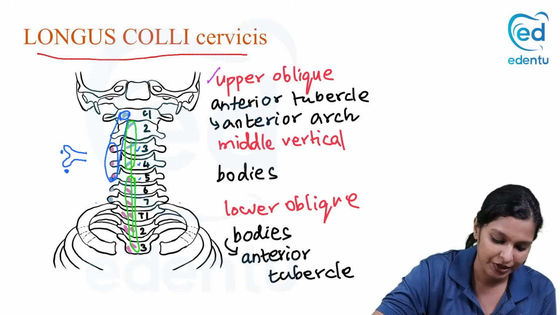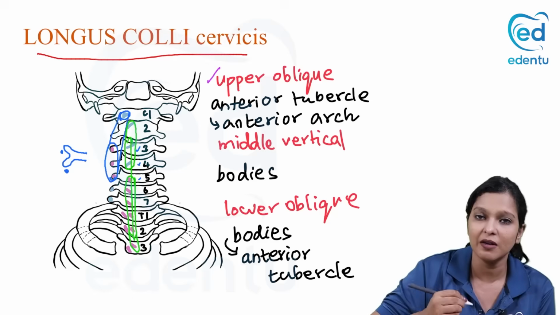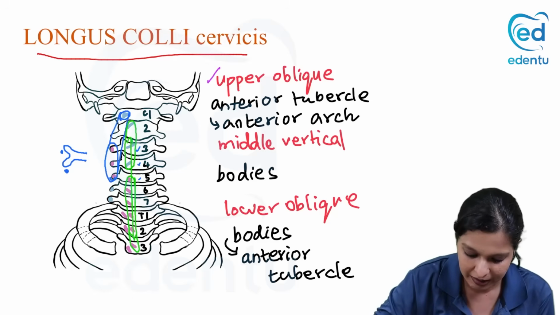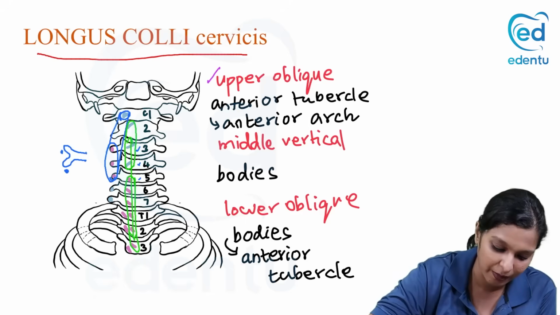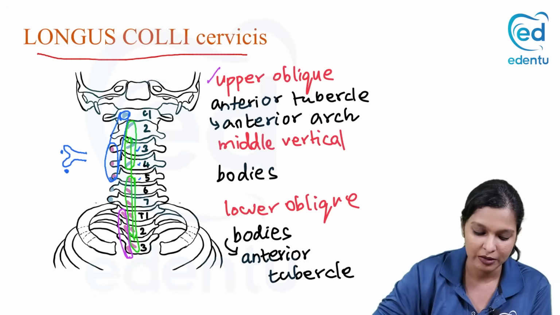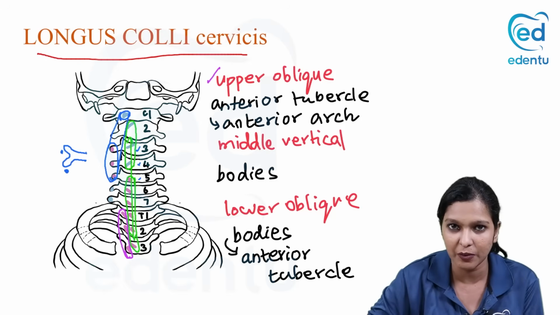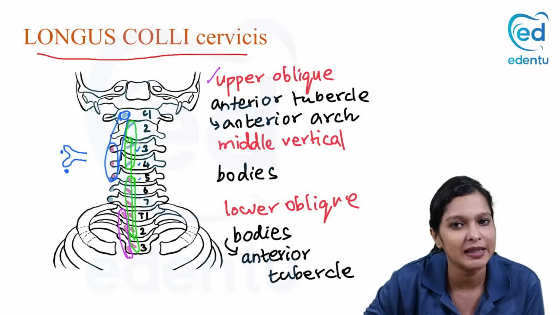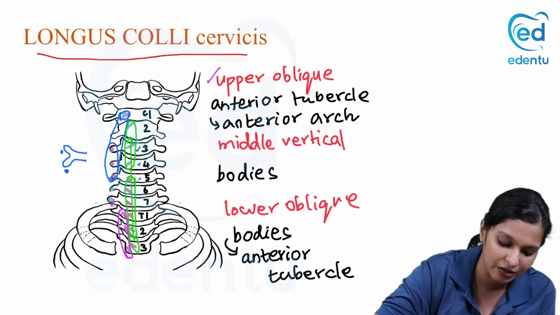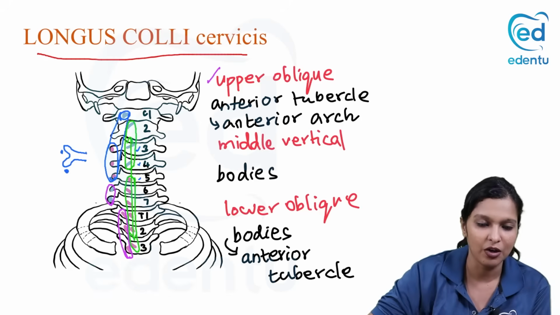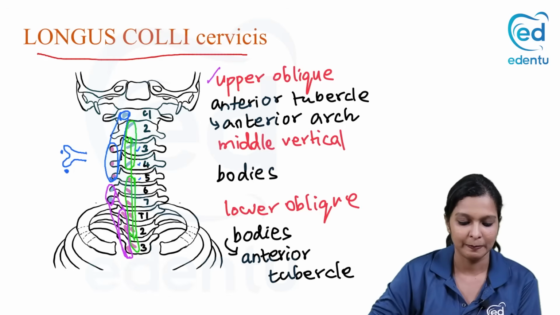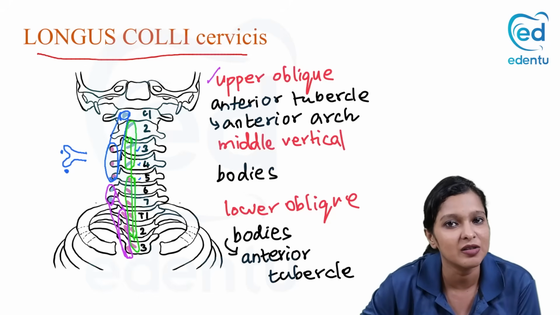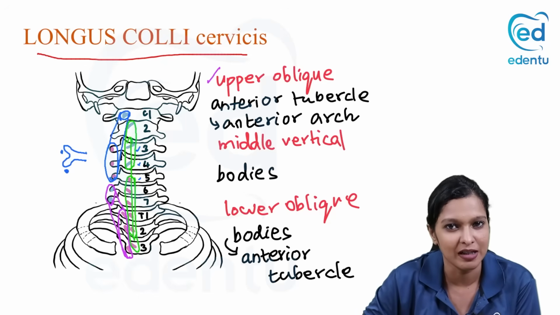Okay, it is a straight line. So that's why it's called the middle vertical part. The next part is called the lower oblique part. It originates from the bodies. Remember, all the origins are placed below. So it originates from the bodies of T1, 2 and 3, the upper 3 thoracic vertebrae, and it inserts into the anterior tubercle of the transverse process of C6 and C7. So these are the 3 parts of the longus colli muscle.